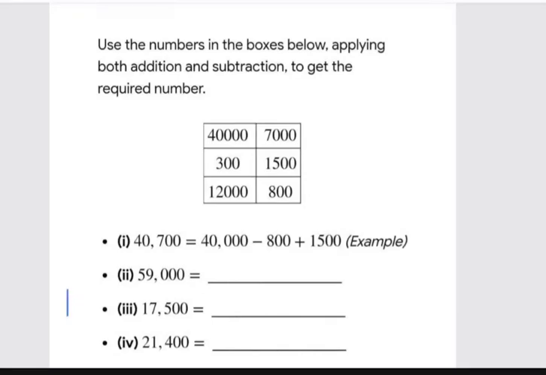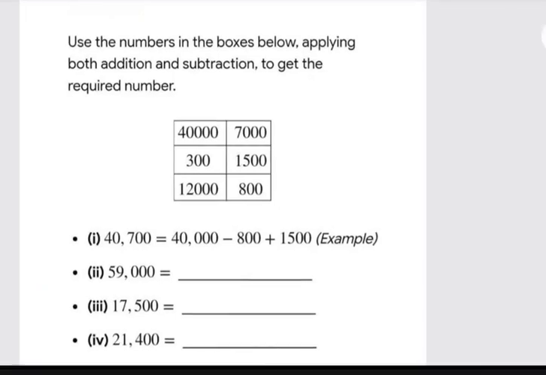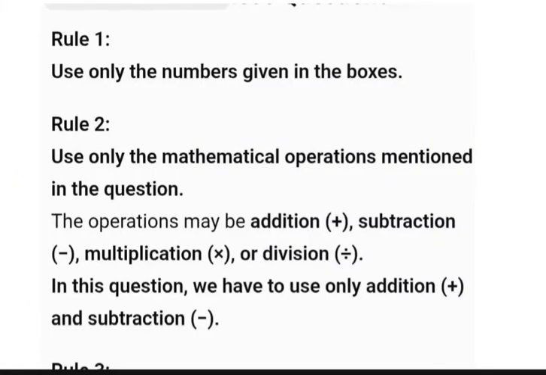Use the numbers in the boxes below, applying both addition and subtraction to get the required number. Before doing this question, we have to understand some rules related to this. Rule number 1. Use only the numbers given in the boxes. Rule number 2. Use only the mathematical operations mentioned in the question. The operations may be addition, subtraction, multiplication or division. For this question, we have to use only addition and subtraction.